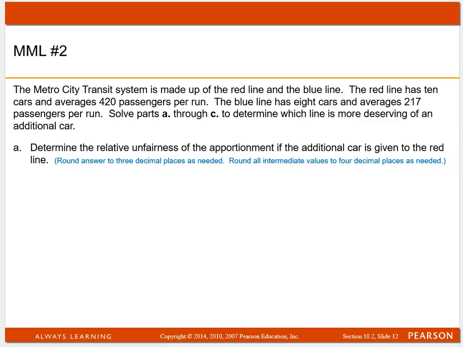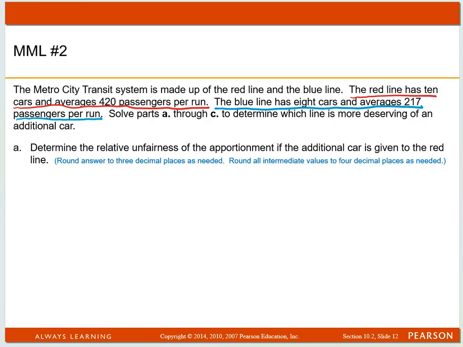The red line currently has 10 cars, and I'm actually going to use a red pen for this. The red line has 10 cars and averages 420 passengers per run. And then the blue line has 8 cars and averages 217 passengers per run. Solve parts A through C to determine which line is more deserving.